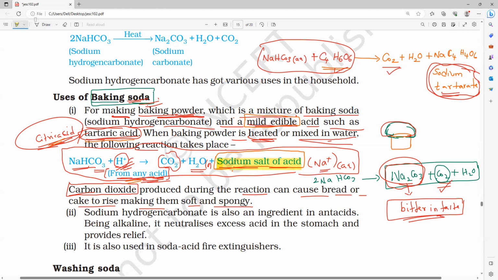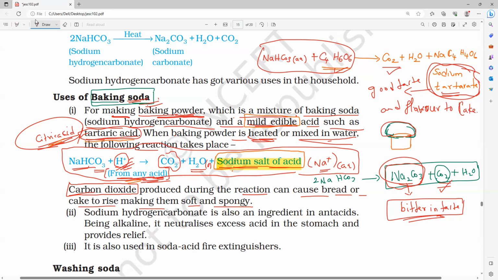Which is not bitter in taste. Rather, it will provide a good or pleasant taste, and it will add flavor in the sense of smell. So that is the reason. I hope you all understand the importance of adding baking powder instead of baking soda. Yes or no? Everybody? Yes.